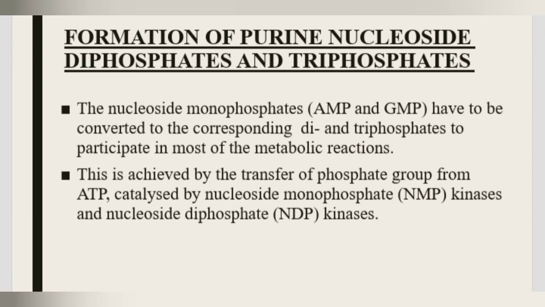So coming to the next topic, let's look at how the formation of purine nucleoside diphosphates and triphosphates takes place. The nucleoside monophosphates, that is AMP and GMP, have to be converted to their corresponding di- and triphosphates to participate in most of the metabolic reactions. This is achieved by the transfer of phosphate group from ATP, and this process is catalyzed by nucleoside monophosphate kinase and nucleoside diphosphate kinase.